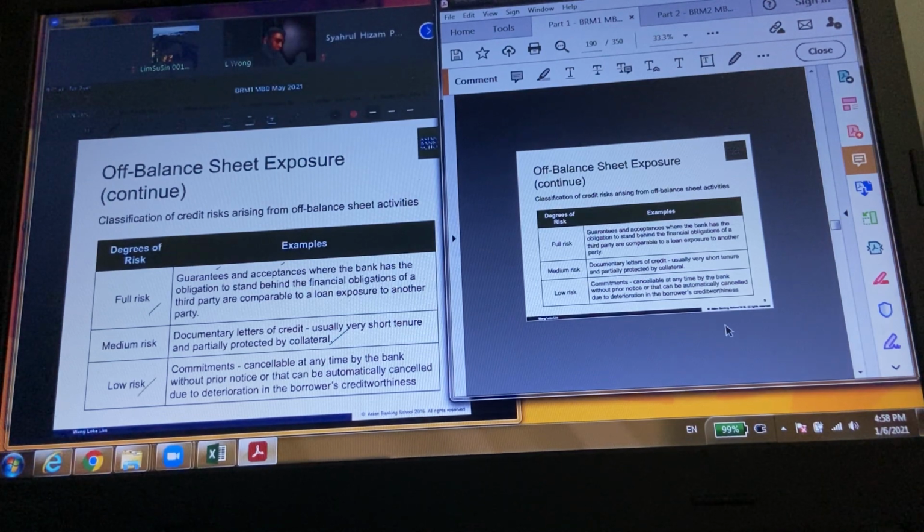Then the other is called low risk. What do you mean by low risk? Low risk is something that the bank can decide at any moment in time to terminate. The minute the bank doesn't agree, cancel. It means no more responsibility, just like, for example, an overdraft. Back again, overdraft.